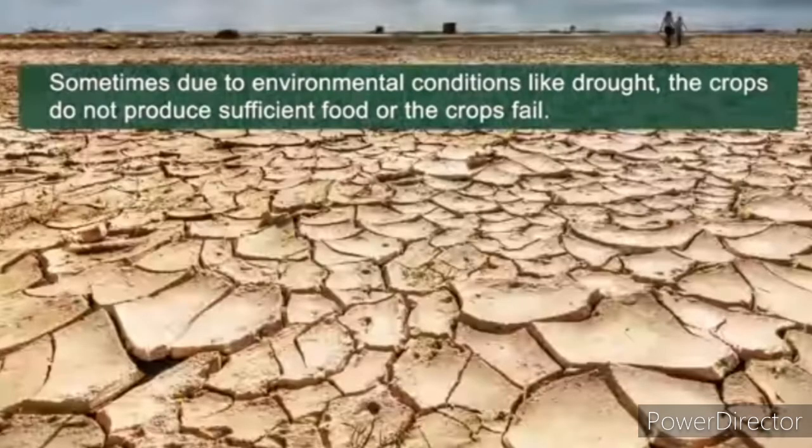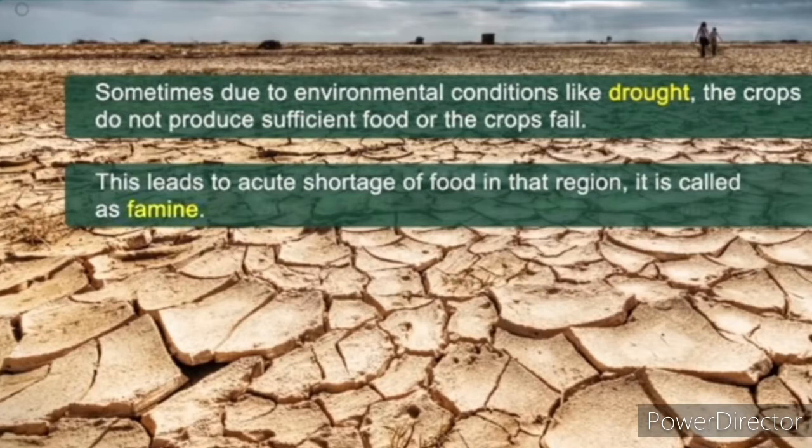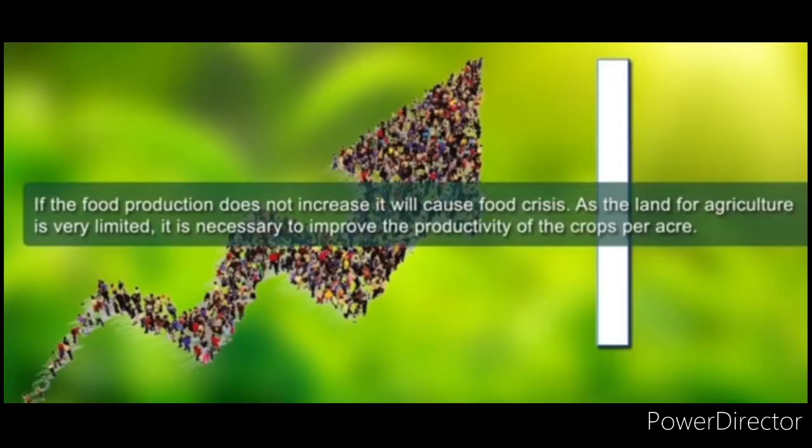Sometimes, due to environmental conditions like drought, the crops do not produce sufficient food or the crops fail. This leads to an acute shortage of food in that region. It is called famine. If food production does not increase, it will cause a food crisis.